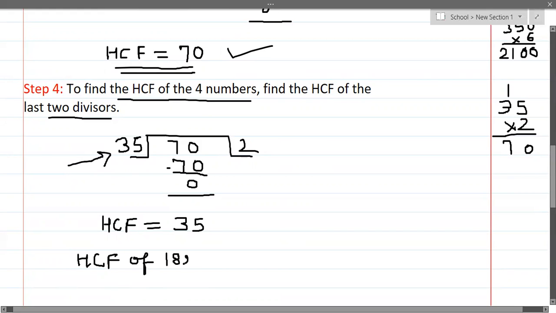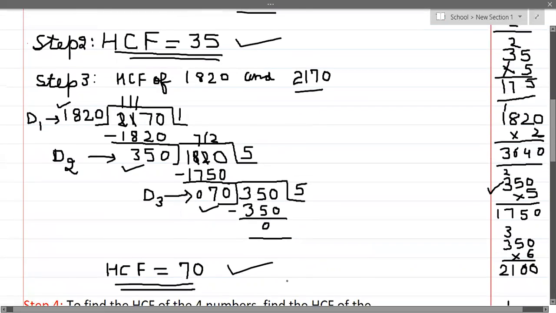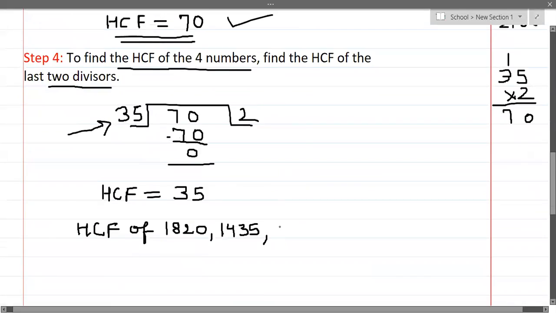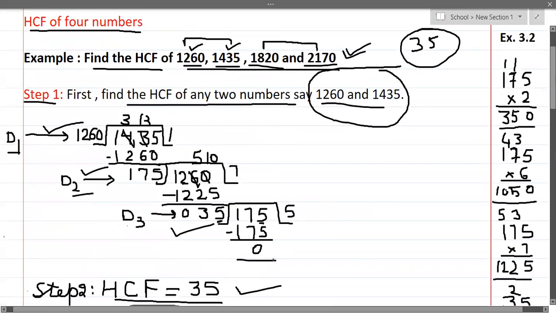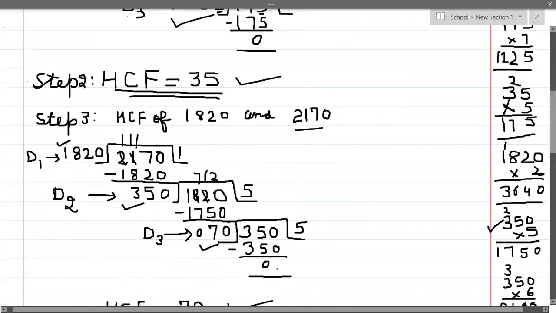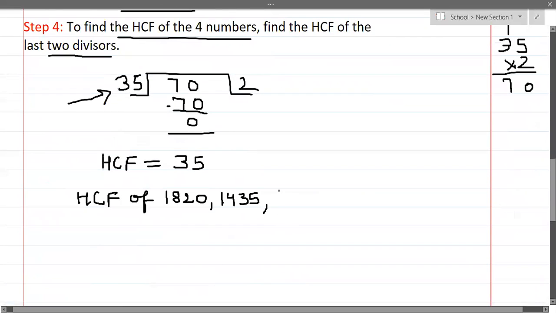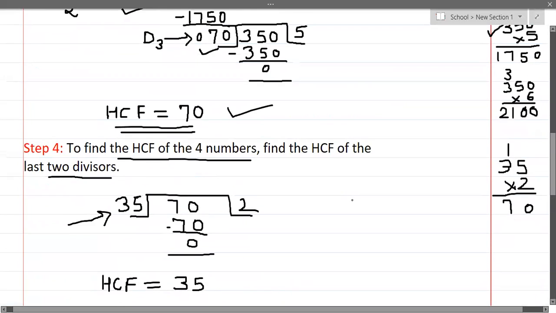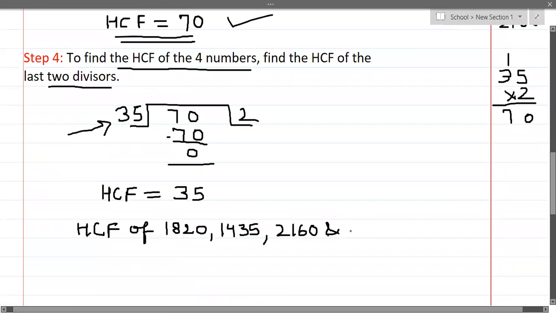So the HCF of the four numbers is, I'm writing the last line, HCF of 1820, 1435, 1820, 2160 and the last number is 2170. Its HCF is 35. Right?